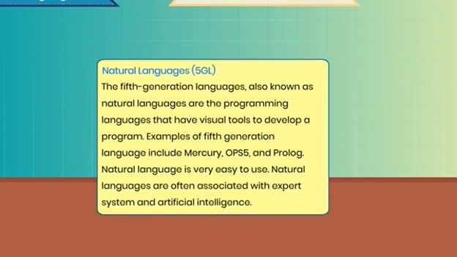Natural languages, 5GL. The fifth-generation languages, also known as natural languages, are the programming languages that have visual tools to develop a program. Examples of fifth-generation language include Mercury, OPS5 and Prolog. Natural language is very easy to use. Natural languages are often associated with expert systems and artificial intelligence.